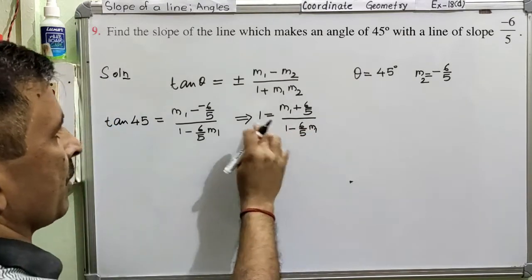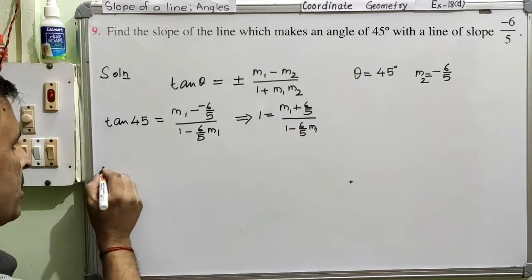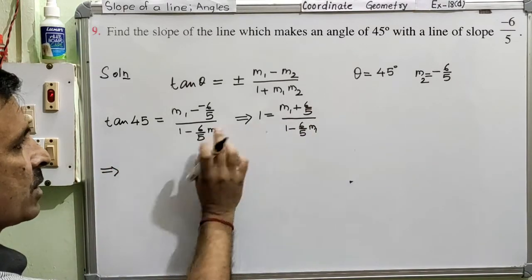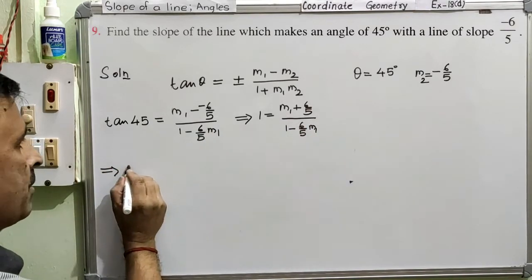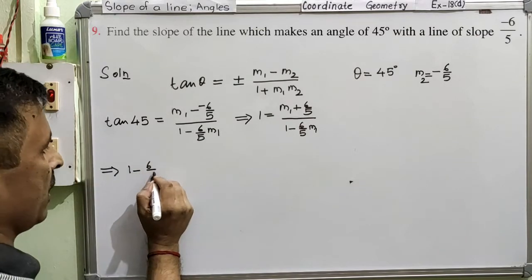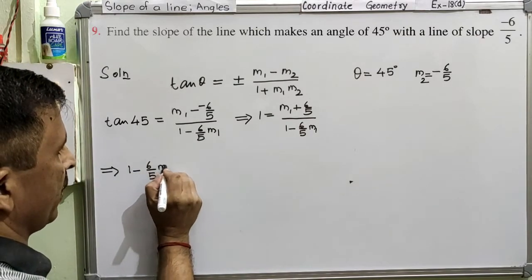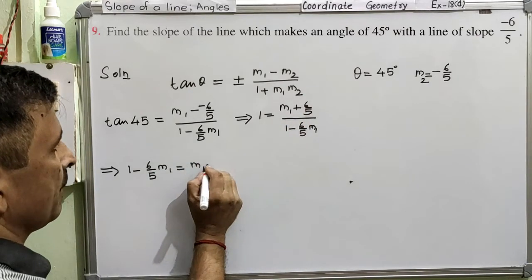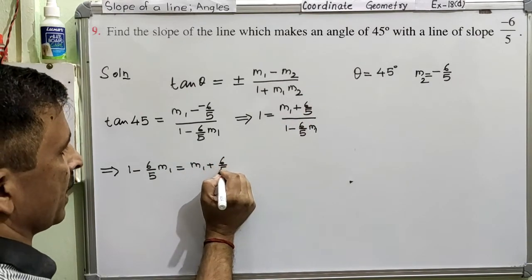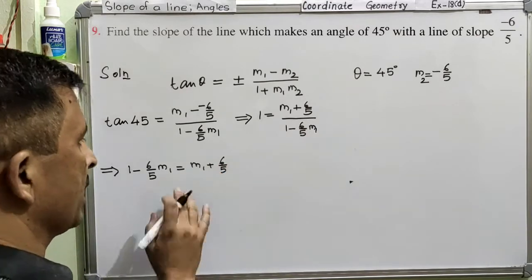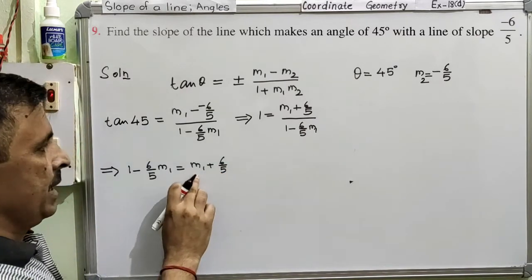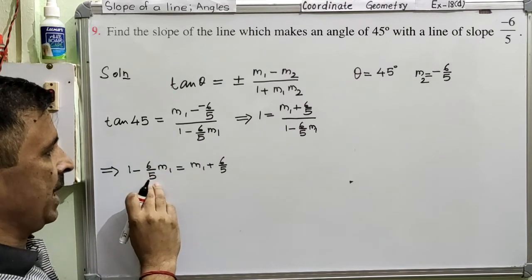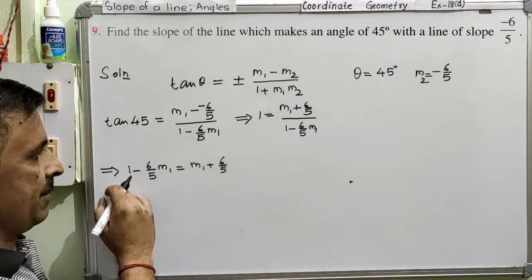Is it okay? Now we will do the cross multiplication. So when you cross multiply, this will be multiplied by 1, so it will remain as it is. So 1 minus 6 over 5 m1. On right hand side we will have the numerator, that is m1 plus 6 over 5. Is it okay? Now we will collect the like term. Am I clear? So I am going to take this to right side so that this becomes positive, and then 6 over 5 will come left side.